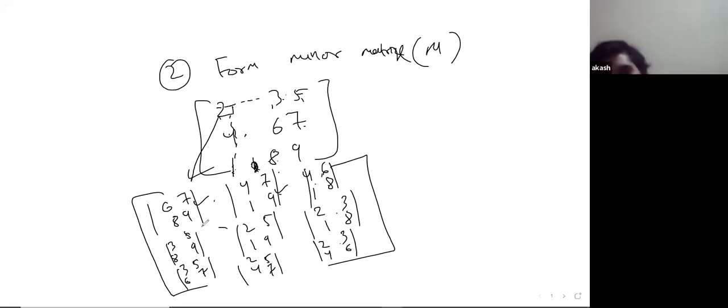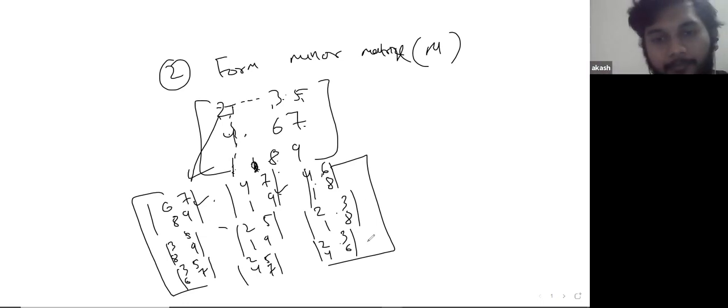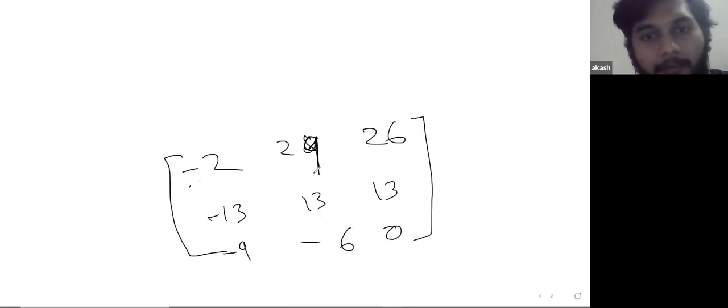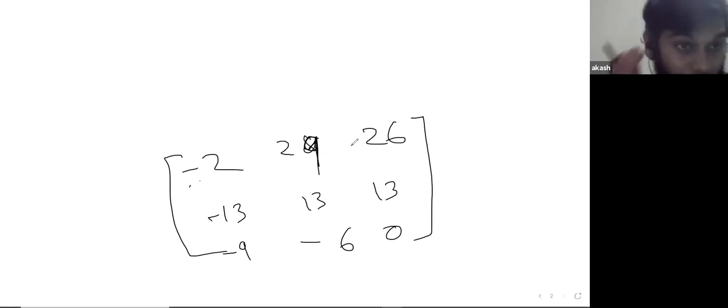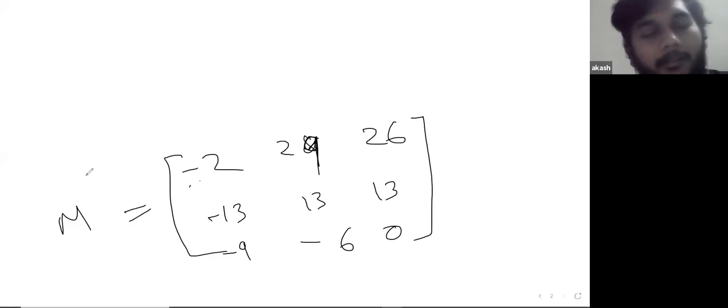Have you solved it, Imran? Okay. So you get this matrix, right? The next is this one. This is 29. Have you got this matrix? Okay. This is called M, the matrix of minors of that given matrix. Right? We calculate all the minors, formed a matrix here.